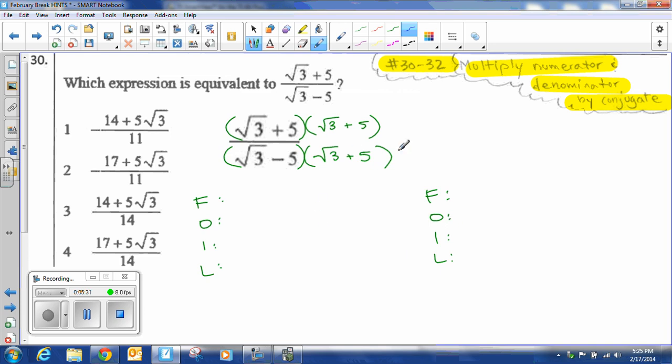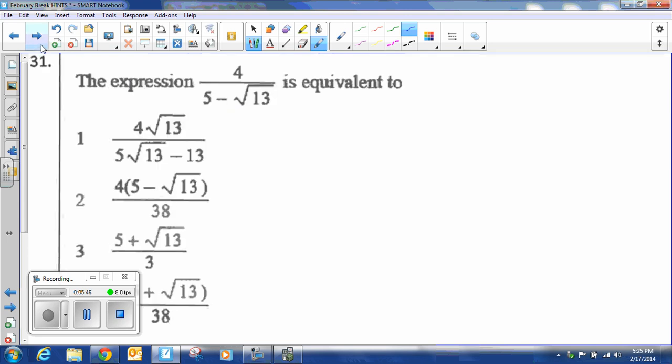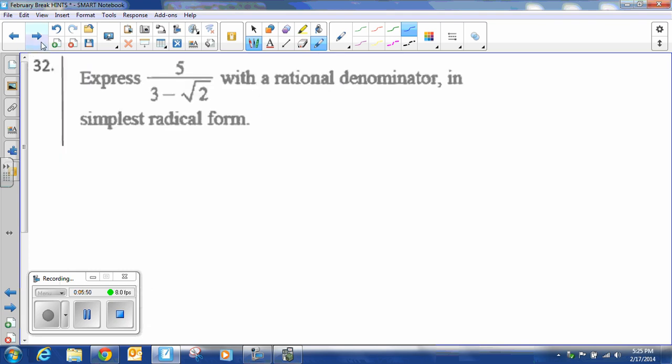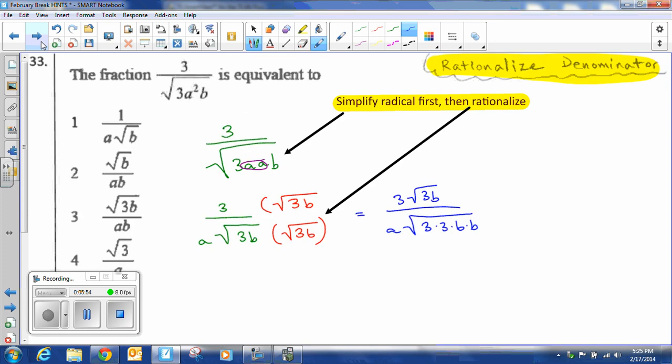Number 30. This expression is equivalent to which one of these multiple choice options? You need to multiply the numerator and denominator by the conjugate. Number 31, same problem, multiply by the conjugate. Same thing for number 32. Okay, number 33.